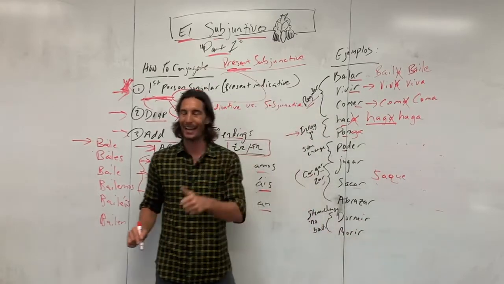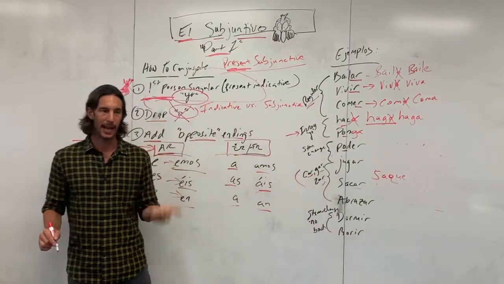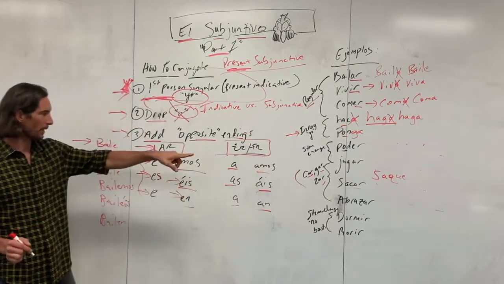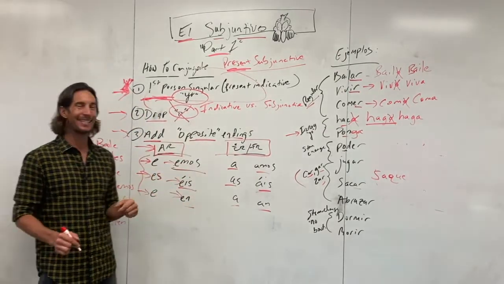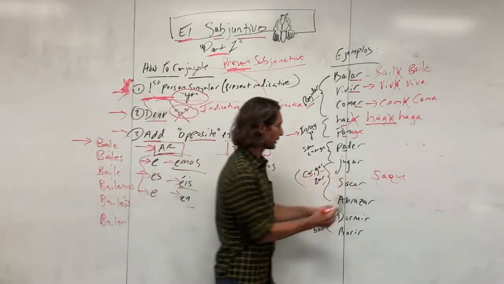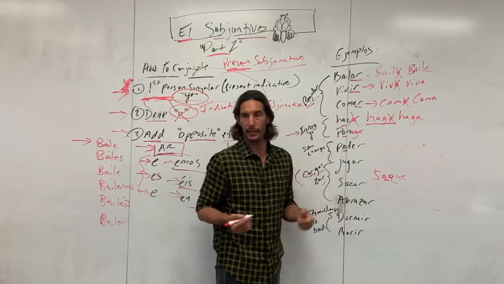So you'll have saque, saques, saque, saquemos, right? For example. And then we have saquéis and then saquen, for example. And so you don't do the boot because there's no stem change here, right? As you all know, sacar isn't a stem changer.